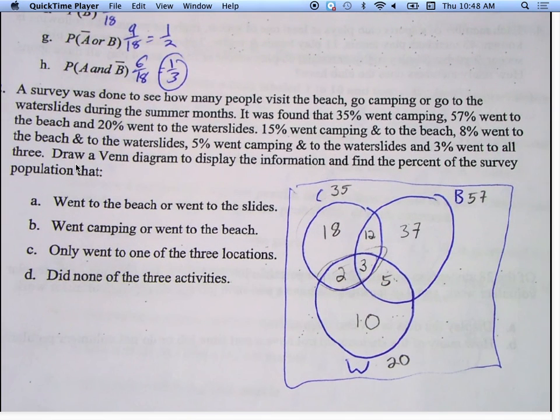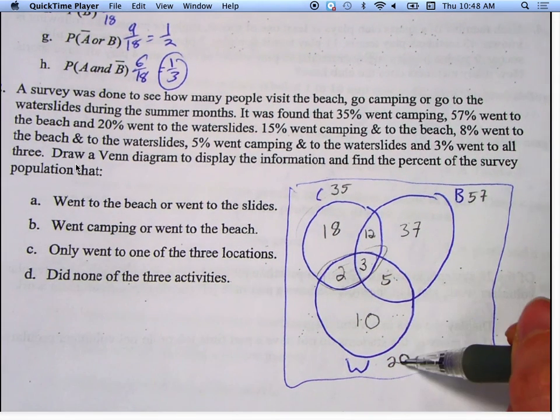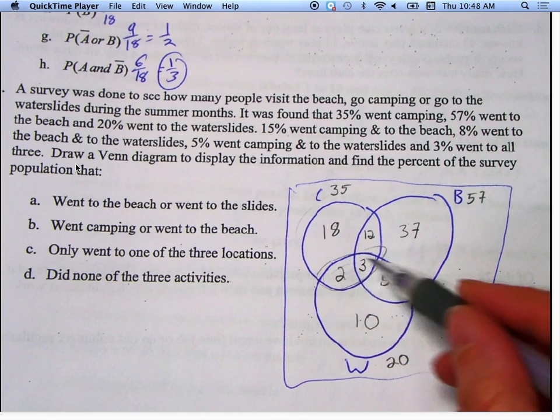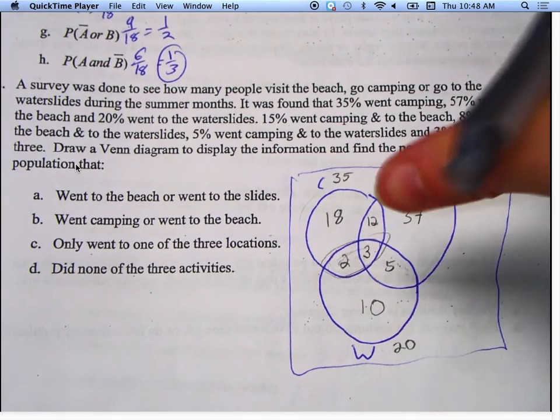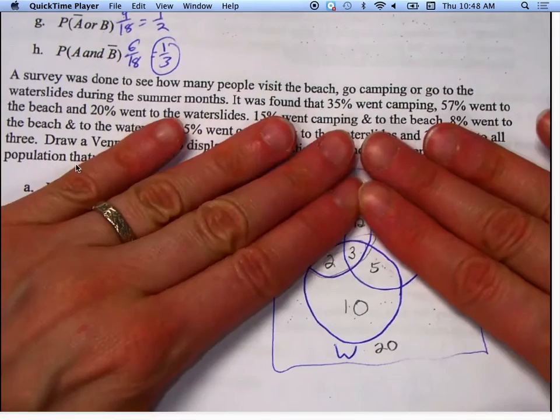Went to the beach or went to the slide. Wait, how'd you get 10 for water slide? Because it says total of 20, this adds up to 10, so there's 10 left over. That doesn't include it, right? Because it's not part of my circle.